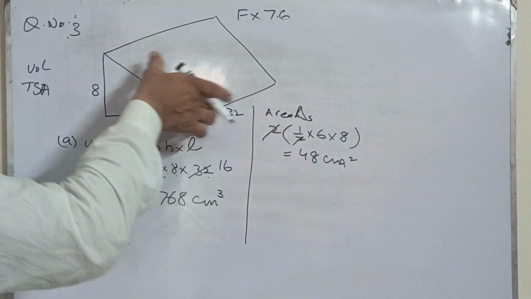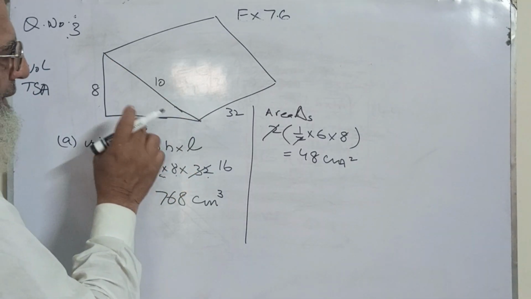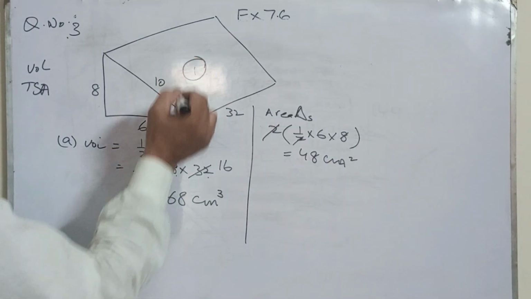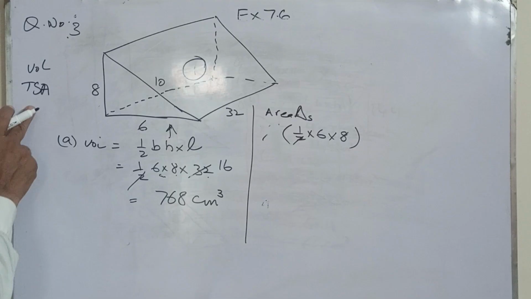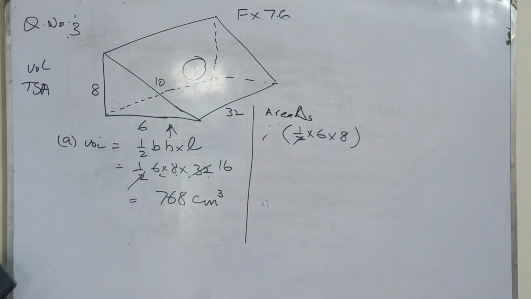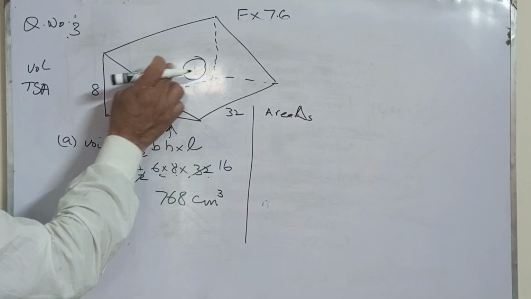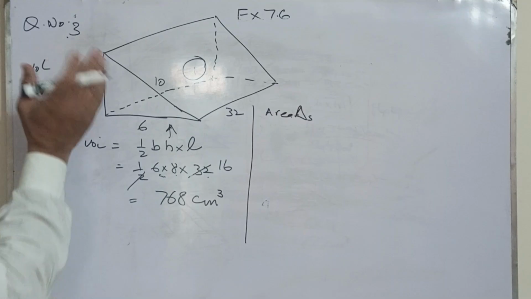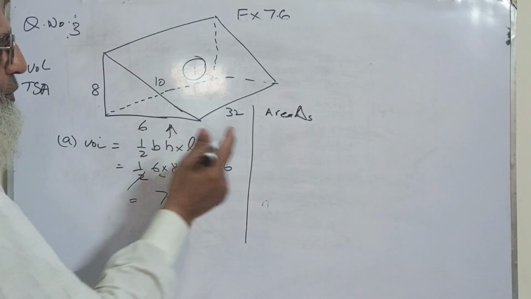Now for two rectangles, which one is shown, is visible to you. This is number one, area of number one. The total surface area consists of three rectangles and two triangles. Three rectangles: one is this, second is this, which is at the base, and third is behind this. So there are two triangles.